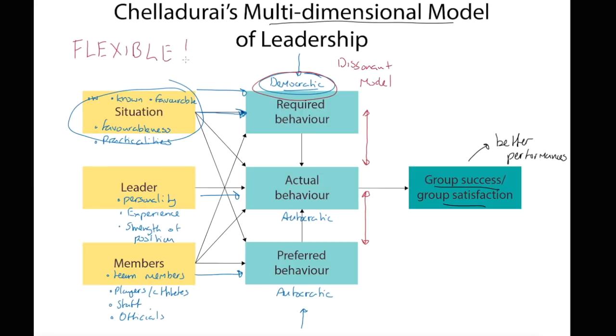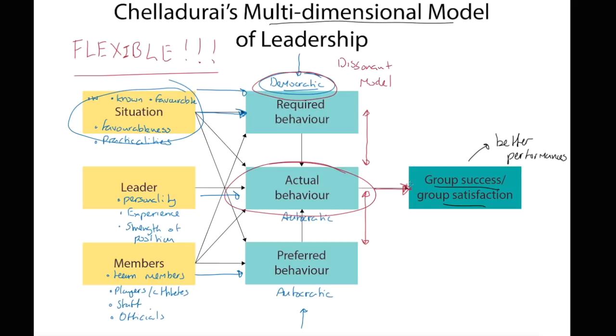So if you think that leadership behaviours are all one thing, Shaladrai would disagree with you. He would say the best leadership behaviours take into account the situation, the leader's characteristics themselves, and the members, and as a result the leader produces an actual behaviour which is representative of balancing up those pressures. Remember, this could be momentary, in 2 different moments, 2 different seconds. They might display a different style of leadership, shifting from democratic to autocratic to laissez-faire even. And that's going to produce a higher level of group satisfaction and group success.